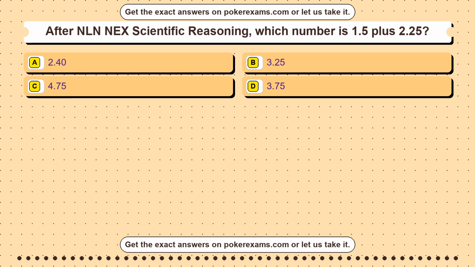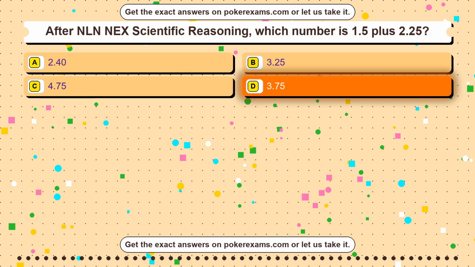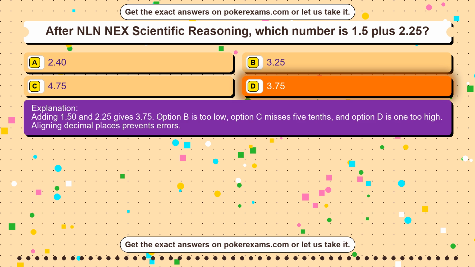Question 6. After GED Science Practice Test, which conclusion is strongest after reading a data table? Option A, one based on a guess. Option B, one using no labels. Option C, one ignoring units. Option D, one supported by the numbers. The correct answer is option D, one supported by the numbers. A strong conclusion must be supported by the numbers in the table. Guessing, ignoring labels, or ignoring units can lead to wrong interpretations. GED data questions reward evidence-based reasoning.